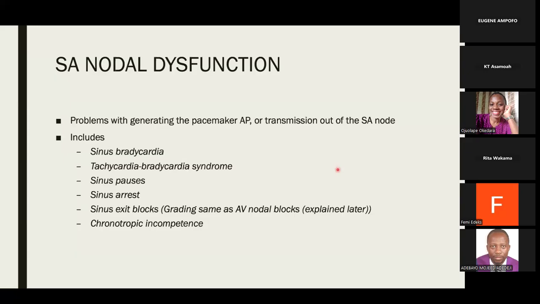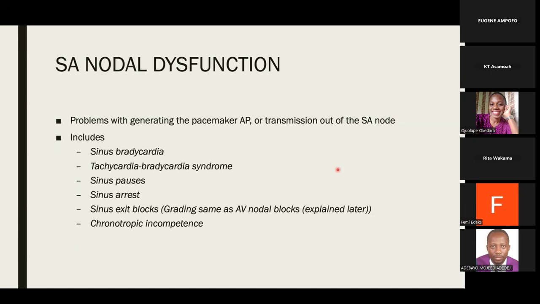And SA nodal dysfunction comes in various types. You can have a sinus bradycardia, you can have a tachy-brady syndrome, sinus pauses, sinus arrest, sinus exit blocks, and chronotropic incompetence. Sinus bradycardia, we are all aware of what it stands for. You have a sinus rhythm, and the heart rate is less than 50.